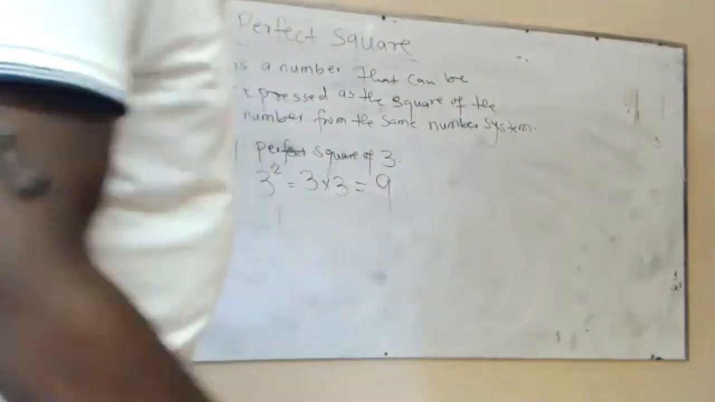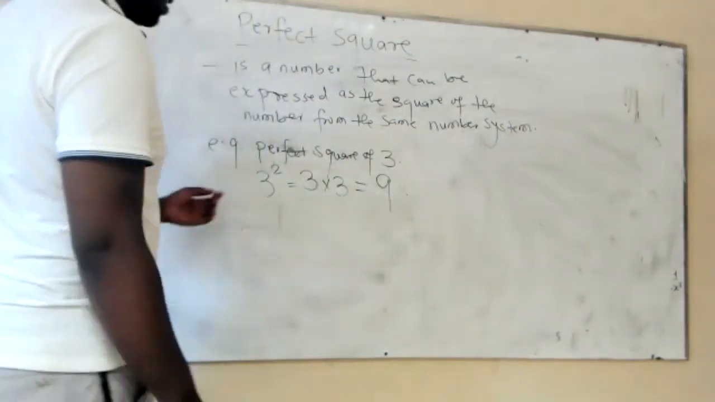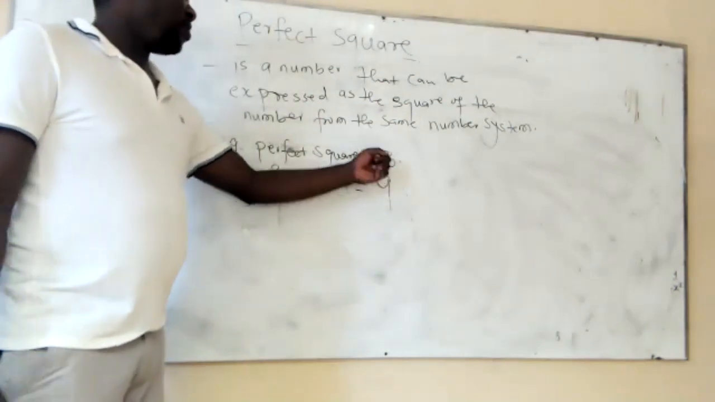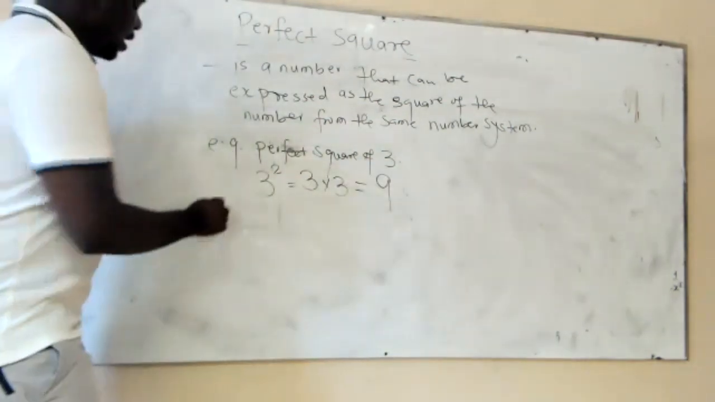The perfect square of 3 is 9, because you need to multiply 3 with 3 to obtain the perfect square. So let me give you another example.